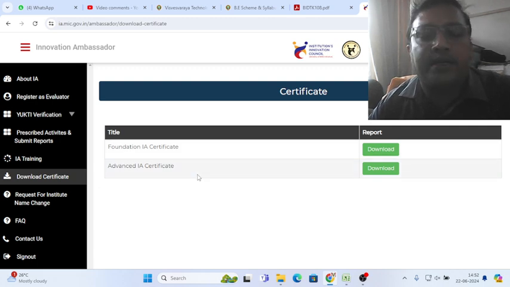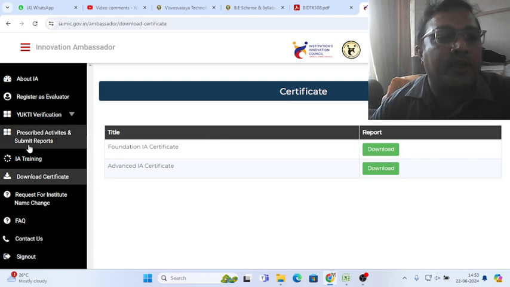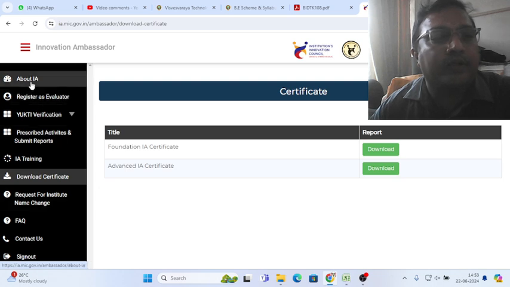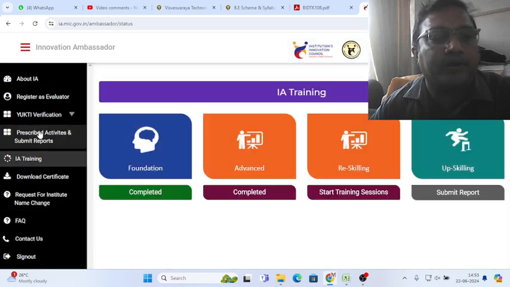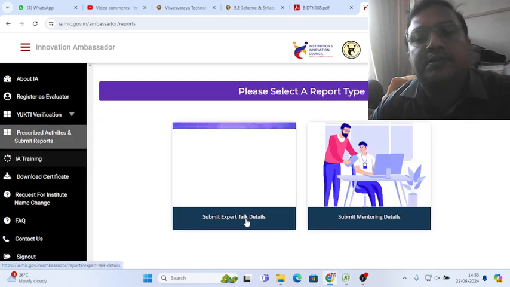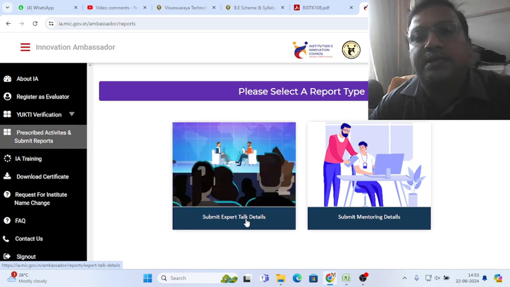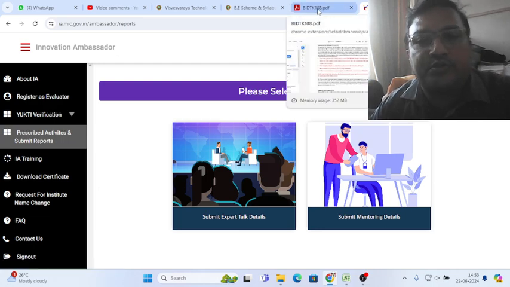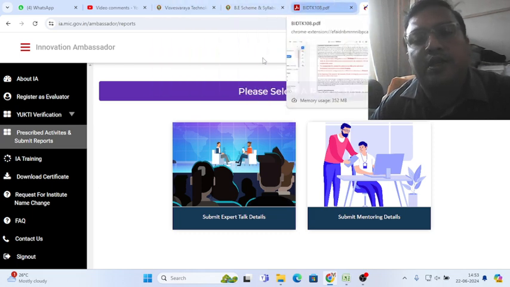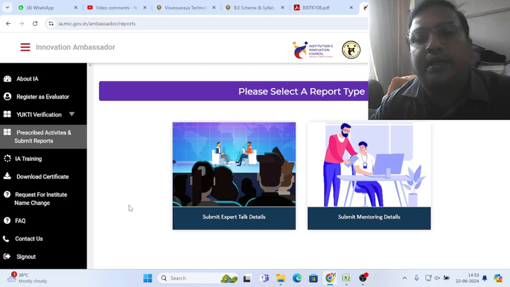am continuing my training, under which I need to perform the training programs and attend the training programs, as well as submit the expert talks, both external and internal. Internal I am doing as part of the workshop in BIDTK 258, which is the Visvesvaraya Technological University syllabus, innovation and design thinking. There I am doing that activity.